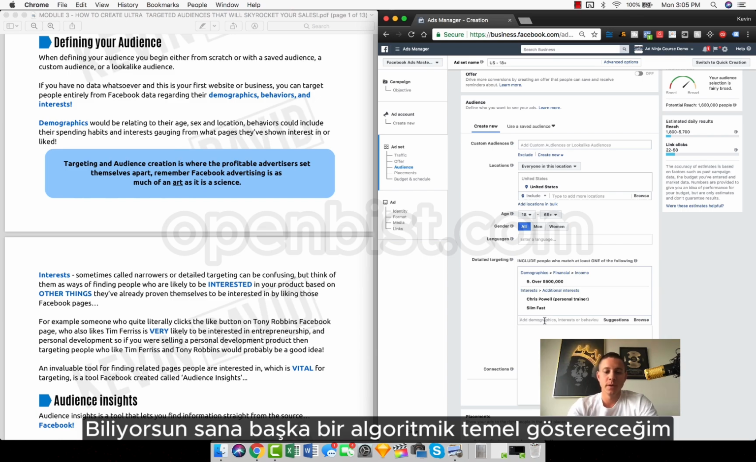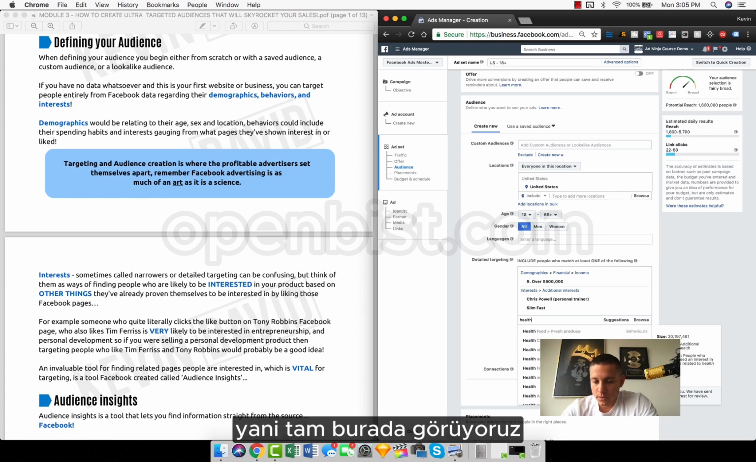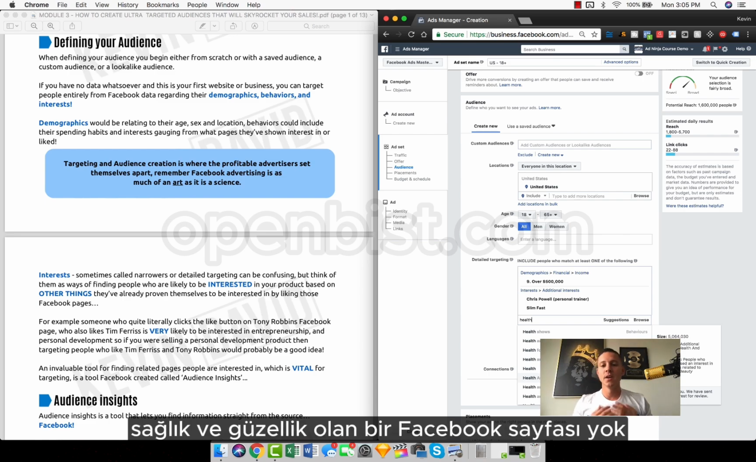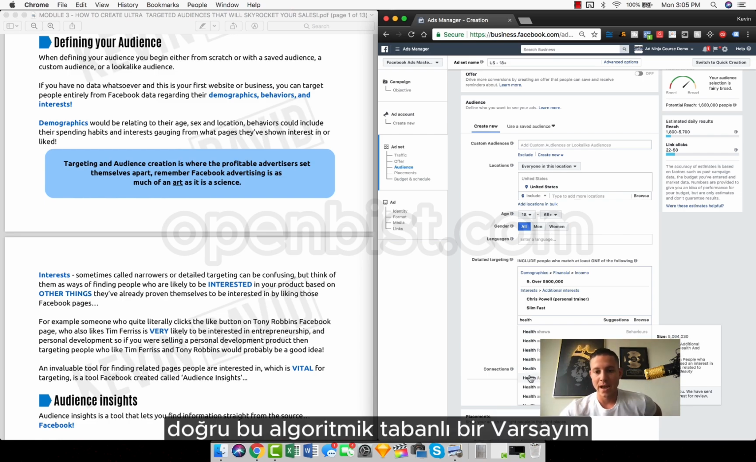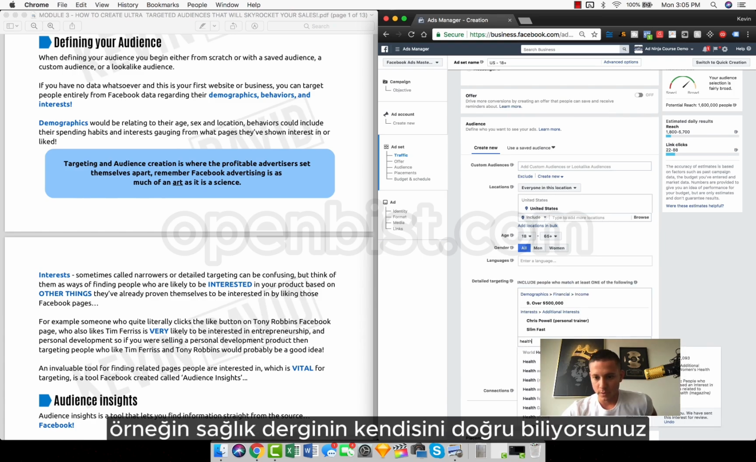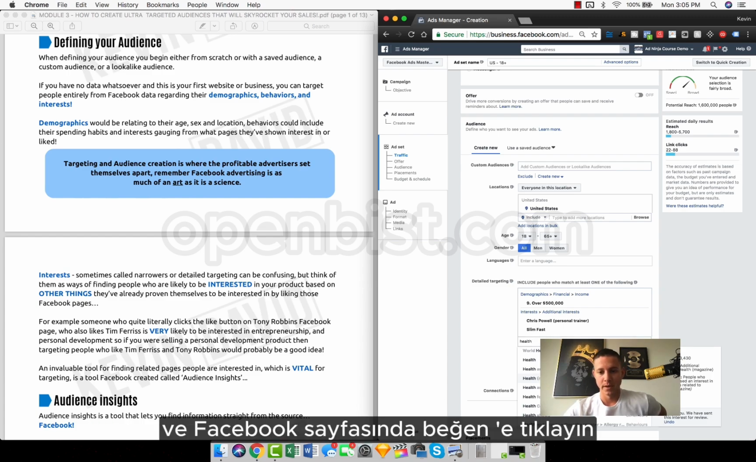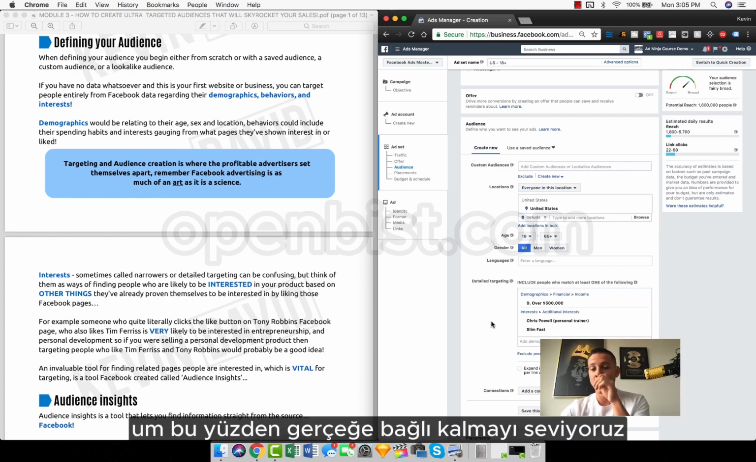I'll show you another, algorithmic base just so you guys have an idea. So if we type in health, right? We see right here, health and beauty as an interest. There is no Facebook page that is health and beauty, right? This is an algorithmically based assumption that people like health and beauty based on their browsing activity. But if we like, for example, Health, the magazine itself, right? So if people actually have to go to the magazine and click like on the Facebook page, then that is fact-based. And so we like to stick with fact.